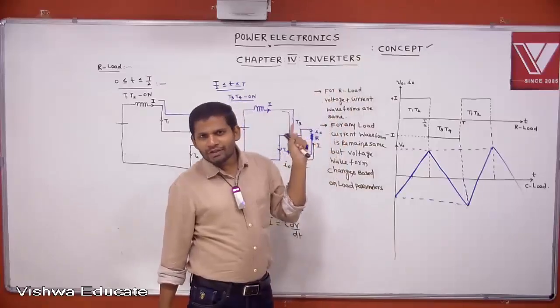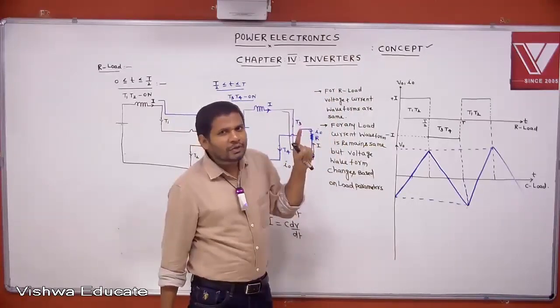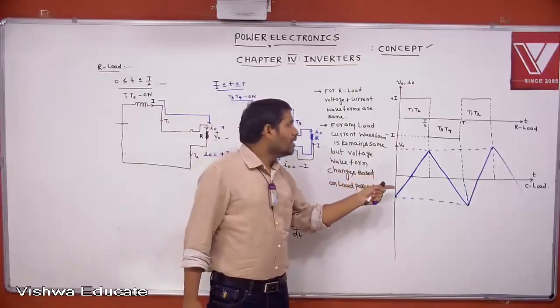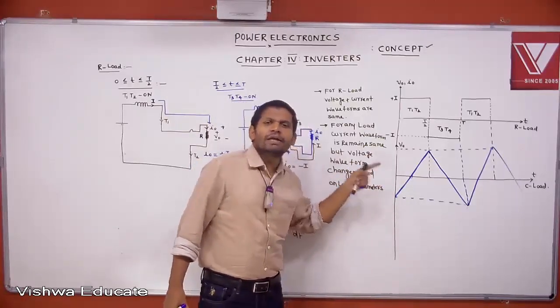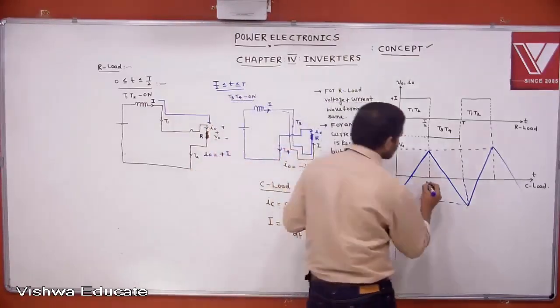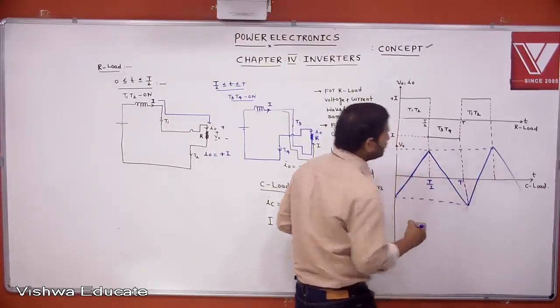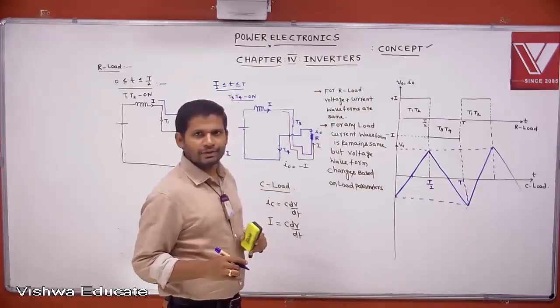See, in voltage source inverter for purely inductive load, current waveform is triangular. Here in current source inverter, voltage waveform is triangular. That you concentrate. This is T by 2. This is T. Understood? Tell me.